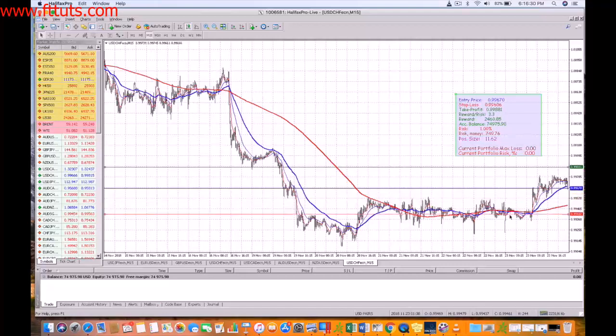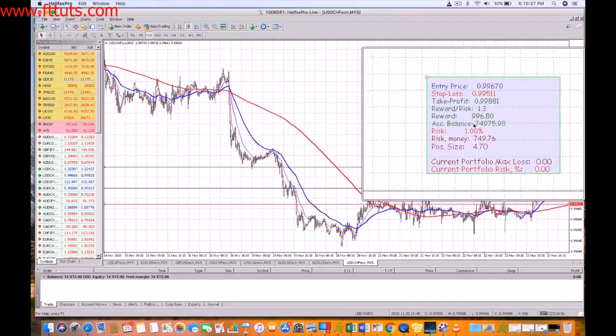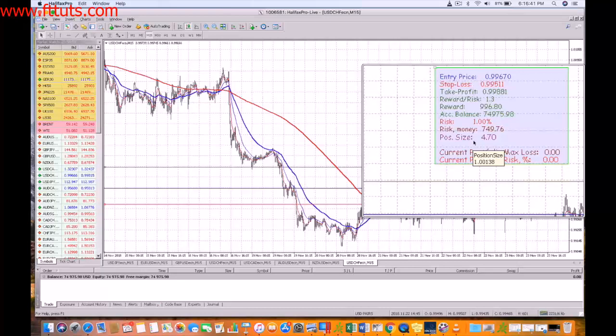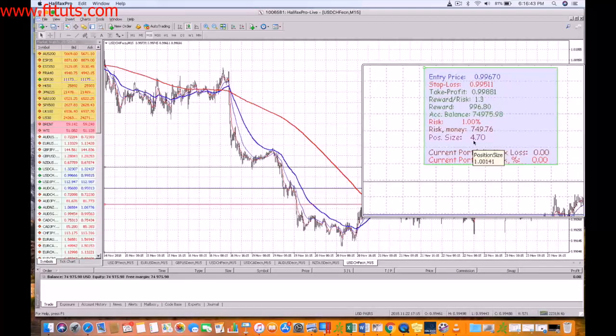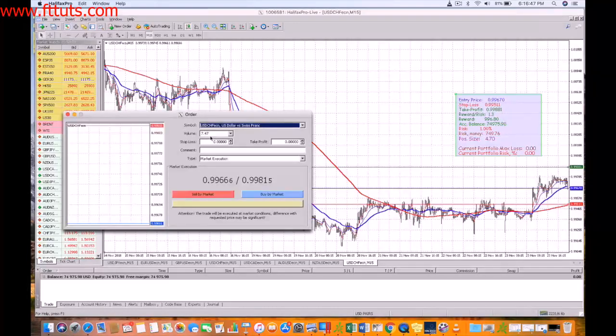So that makes it really cool. It automatically calculates your account balance and puts it over here, calculates your risk per trade, and tells you exactly how many lots to buy. In this case, based on this one, I'm buying 4.7 lots. So just key in 4.7 here. That's pretty cool. So that's how it works.